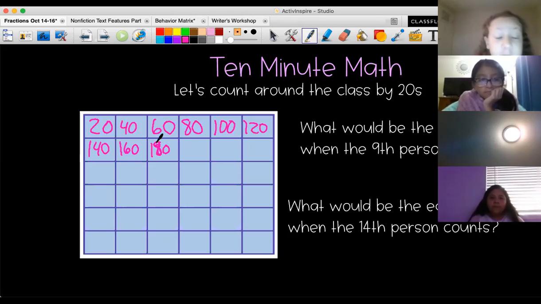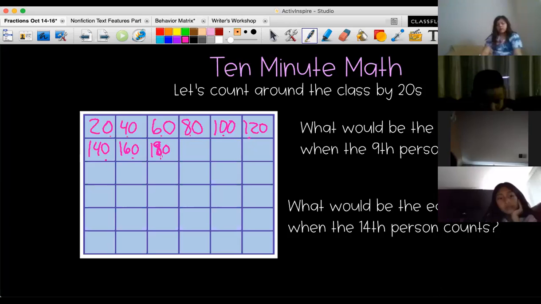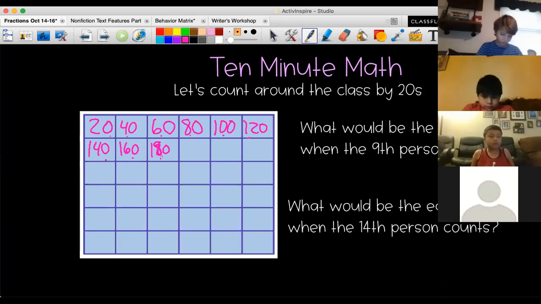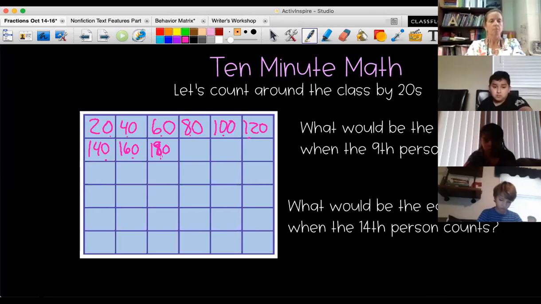That's an 8. Looks kind of funky, but it's an 8. Can someone raise their hand and tell me what the equation would be after the 9th person has counted? So we have gone 1, 2, 3, 4, 5, 6, 7, 8, 9. 9 people have counted. Someone raise their hand and tell me what the equation would be for this. I haven't seen a hand yet. I might just call on somebody.